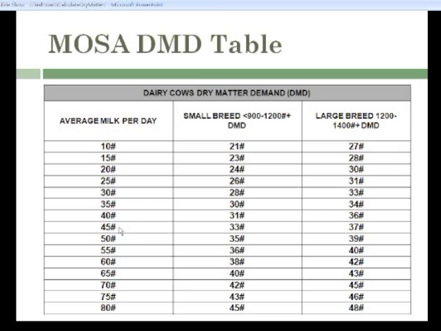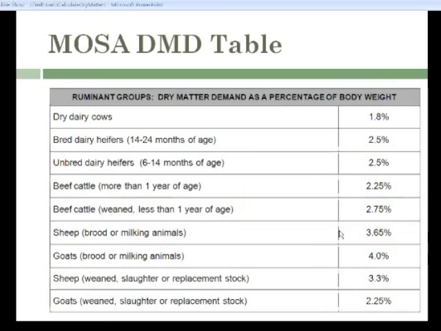And then you would go across. Let's look at a cow making 45 pounds of milk. If it's a Jersey making 45 pounds of milk, this is the small breed column, predicted to be eating 33 pounds of dry matter per day. And the large breed animal, so this would be a Holstein, would be predicted to be eating 37 pounds of dry matter per day.